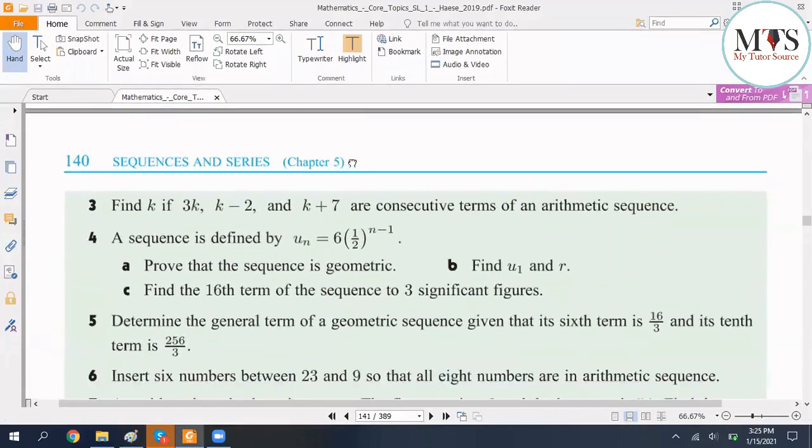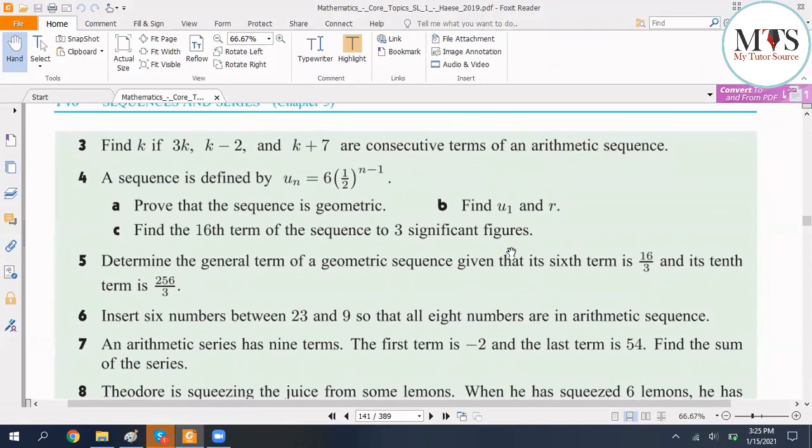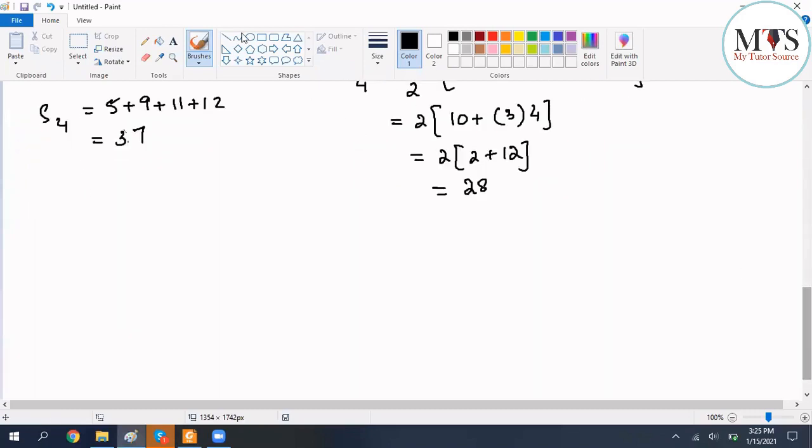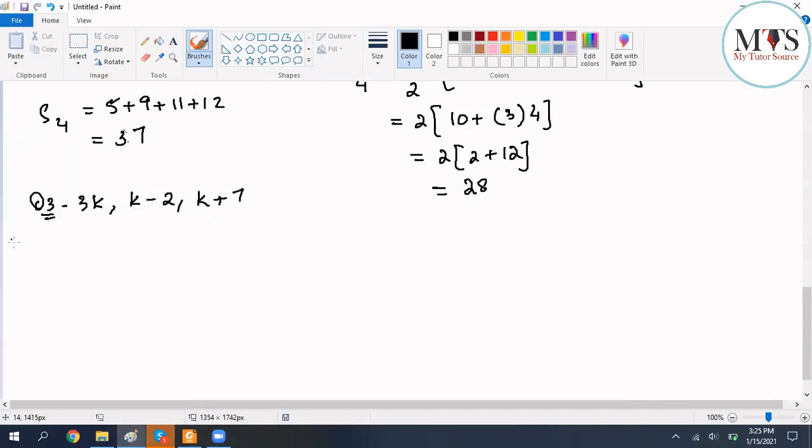Okay. Question number 3. Find k if 3k, k minus 2, and k plus 7 are consecutive terms of an arithmetic sequence. So what do you think we should do for this one? So we first need to use the formula. Just write the question here. We have 3k, k minus 2, and k plus 7. So what formula do we need to write?